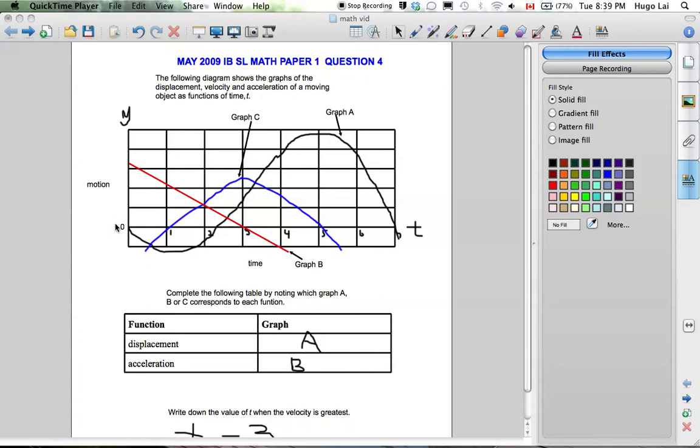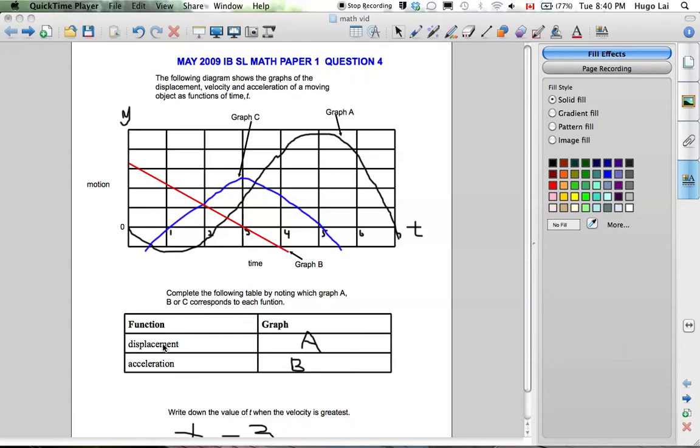And we can see we have one graph, graph A, graph B, and finally graph C. And we can see that graph A is a cubic function, graph B is a linear function, and graph C is a quadratic function. So it says complete the following table by noting which graph A, B, or C corresponds to each function.